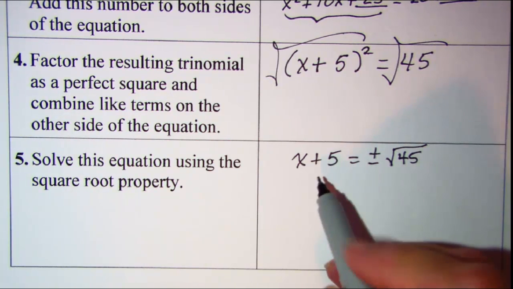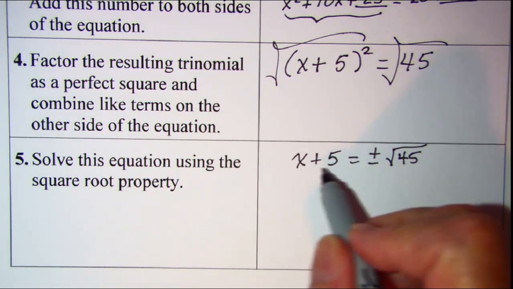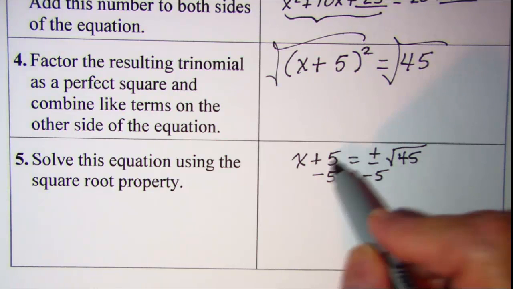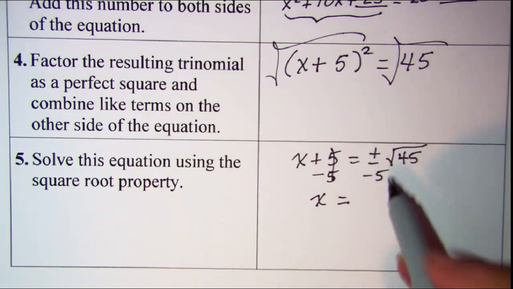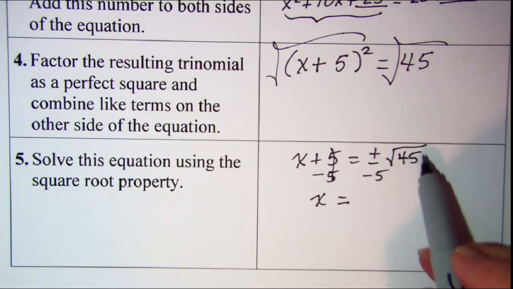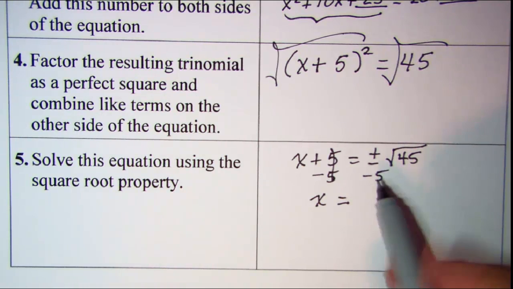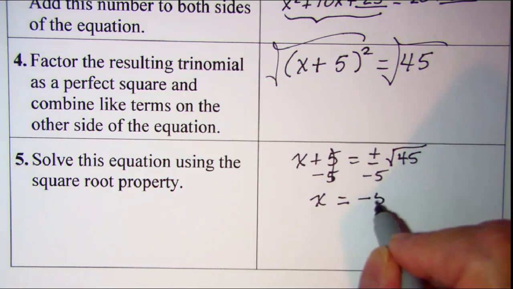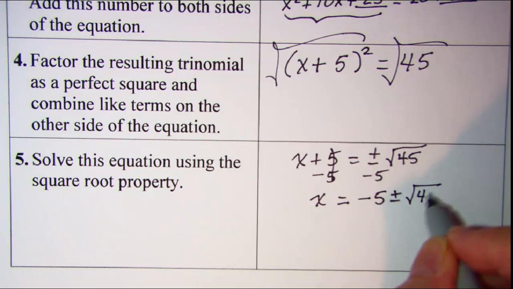Now I'm solving for x on this equation, so I need to isolate my x. I'll subtract 5 from both sides. These will cancel, and I have x is equal to, now here I have a rational number, and then this is an irrational number, so I can't combine those. I need to write them as separate terms. So I have negative 5 plus or minus square root of 45.